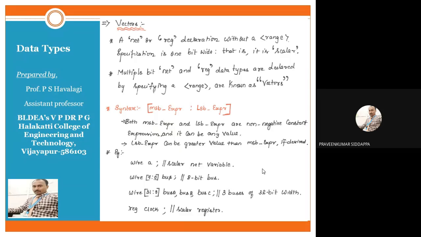We have given some examples. I have written wire A. That is a net data type variable, which we have called A. But is it vector initialization? No. Why? A is a variable that is only one bit wide, so you call it a scalar. Because of that, the first example does not contain a square bracket. Go to the second example: wire [7:0] bus. Here we are using the square bracket.